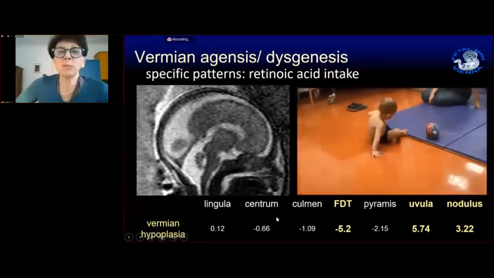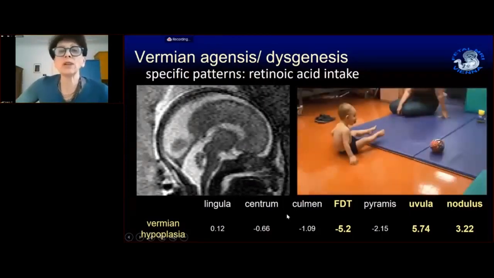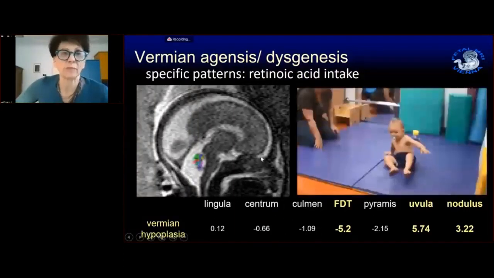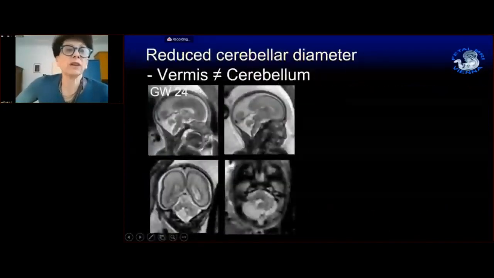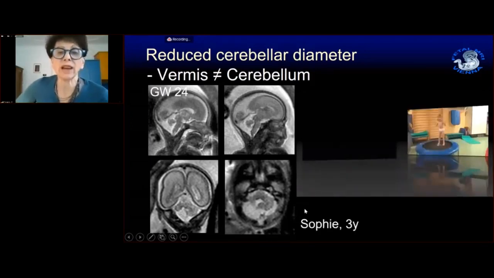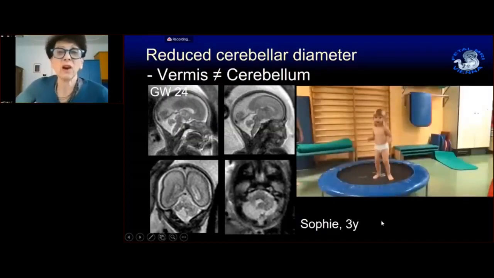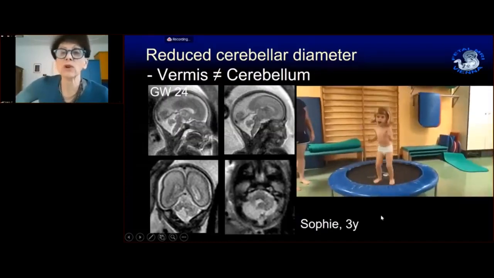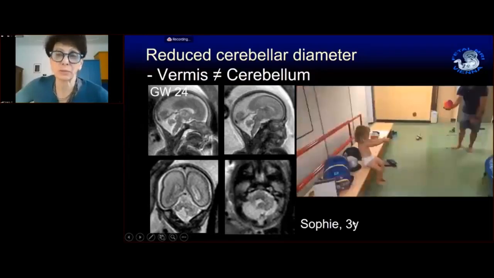If you have a reduced cerebellar diameter, you have to be aware the vermis and the cerebellum are different. And here we have a case in gestation week 21 who had a hemorrhage that reduced the size of the cerebellar hemisphere. But this is Sophie at 3 years. And you see her motoric development and also her intelligence is not impaired. So I think it is really important to look at what parts of the posterior fossa are involved and which parts are normal.